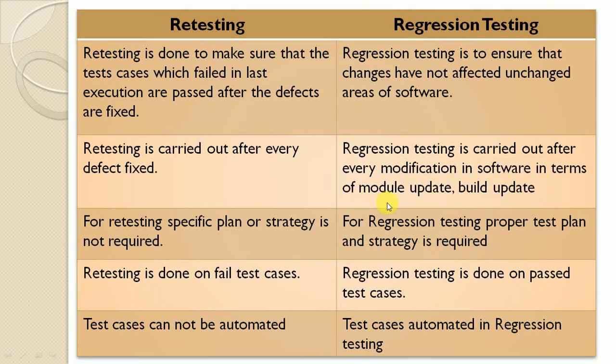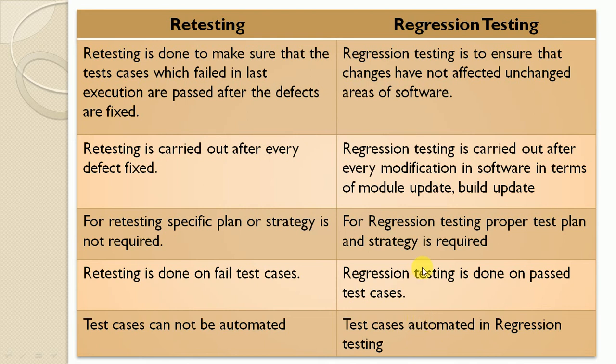In terms of module update or build update, we can go for regression testing. For retesting, a specific plan and strategy is not required, but for regression testing we require a specific strategy and plan. Retesting is done on failed test cases, but regression testing is done on passed test cases. Test cases cannot be automated in retesting, but in regression testing we can automate test cases.